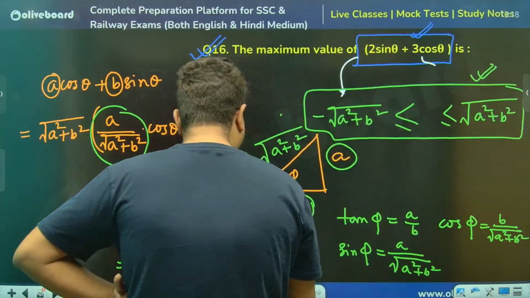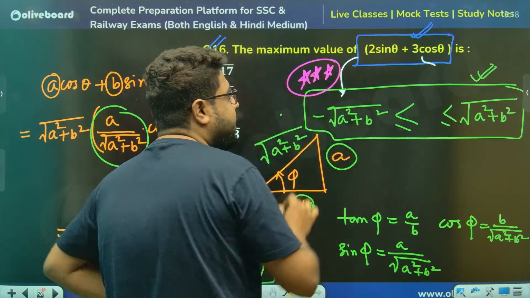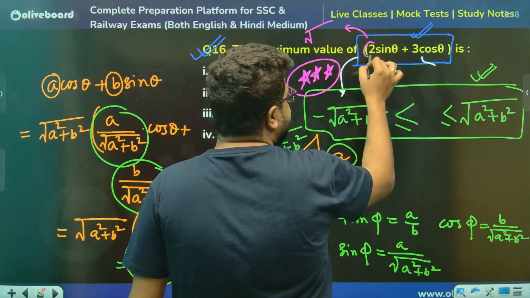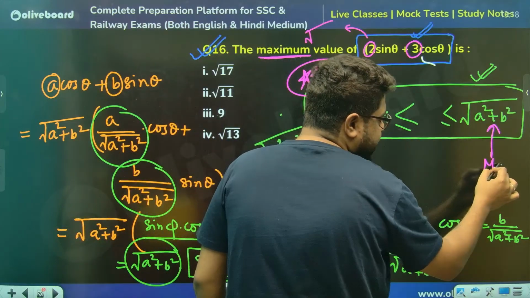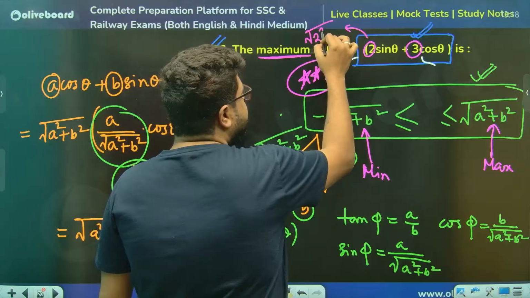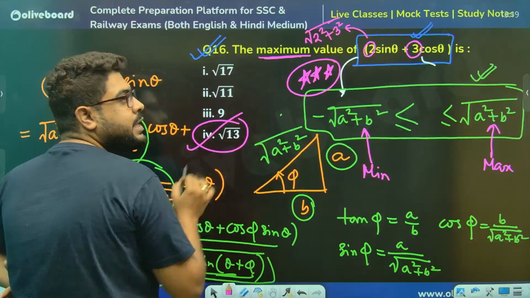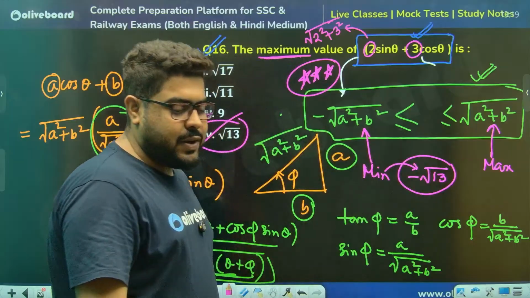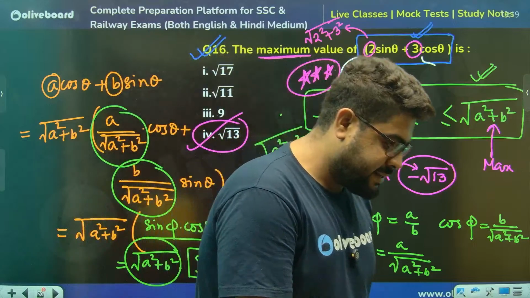But again, you don't need to do this every time. You just need to remember this. So if you get this question, you will write root over of, this is A, this is your B. They are asking the maximum value, so max will be this, and this is your maximum value and this is your minimum value. Maximum means root over of 2 square plus 3 square, 9 plus 4, that is root 13, which is going to be the answer. If they had asked for the minimum value, then your answer would have been minus root over of 13. That is all there is.